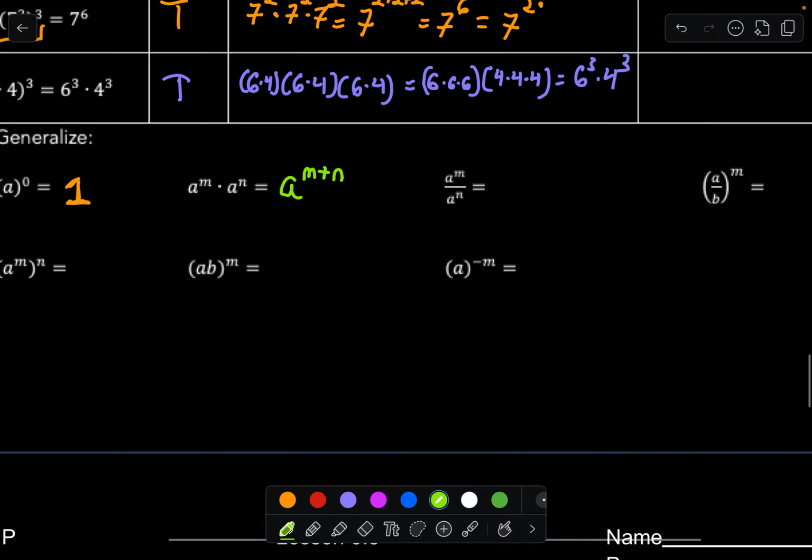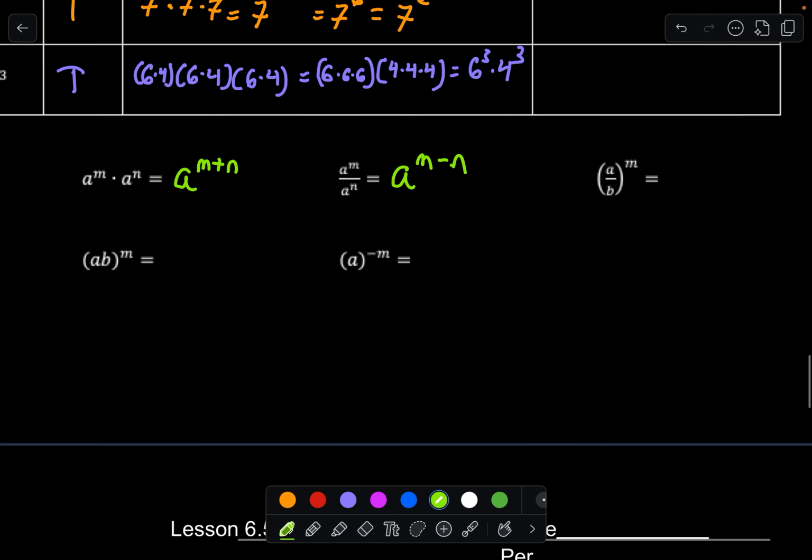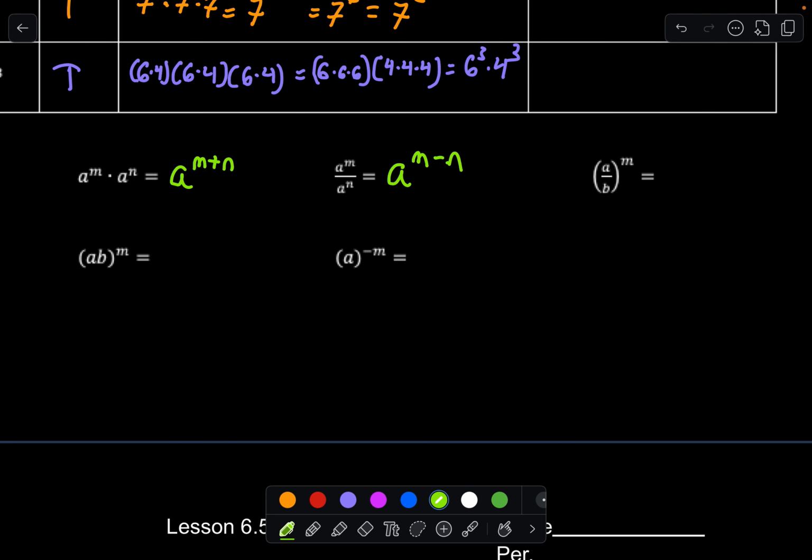When you have a to the m divided by a to the n, what you end up doing is subtracting the exponents. And again, the bases have to be the same. You can't have 2 to the 3rd times 3 to the 2nd and expect to write that as 6 to the 5th or something. The bases have got to be the same number, all right? Or the same thing. So that's another rule.